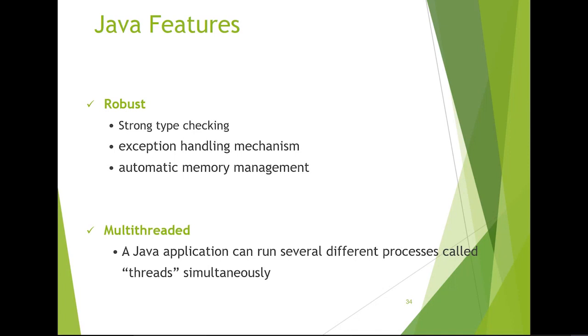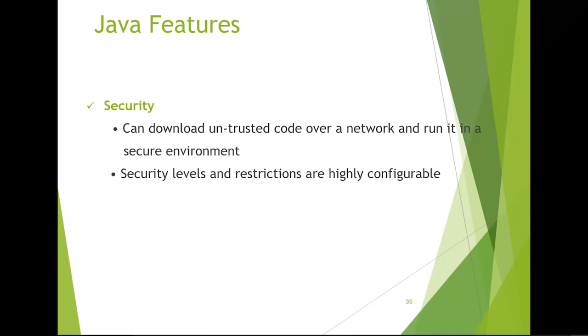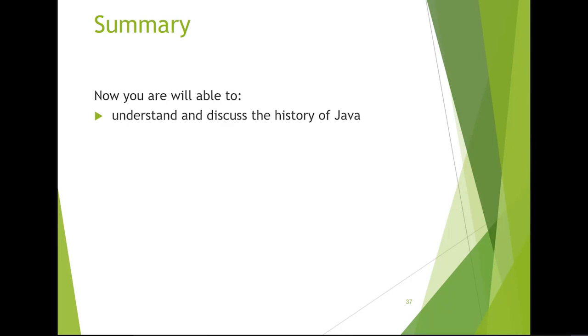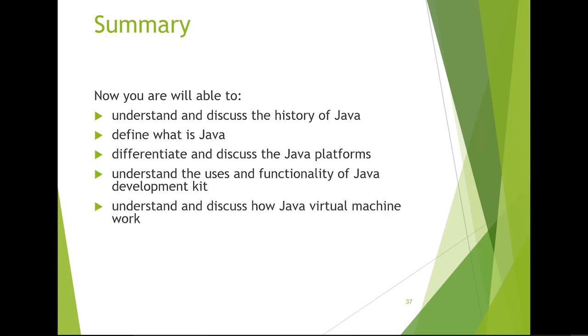So next, you have security. Java can download untrusted code over the network and run it in a secure environment. Security levels and restrictions are highly configurable. So that's all. That is the introduction to Java. As a summary, you will now be able to understand and discuss the history of Java, define what Java is, differentiate and discuss the platforms of Java, understand the uses and functionality of the Java Development Kit, understand and discuss how the Java Virtual Machine works, identify components of a Java program, and understand and implement Java programs.